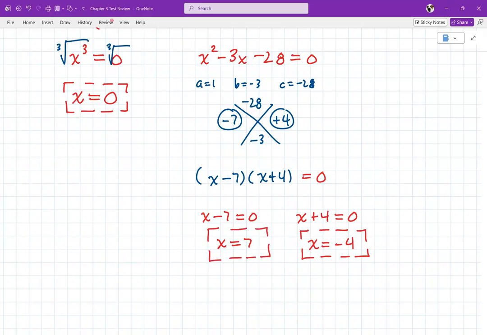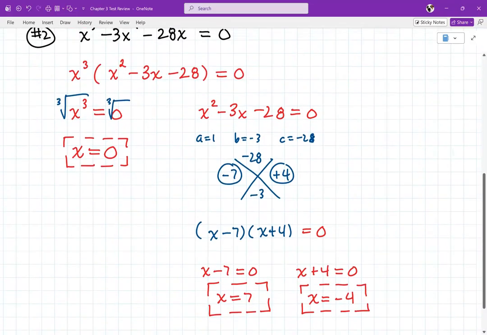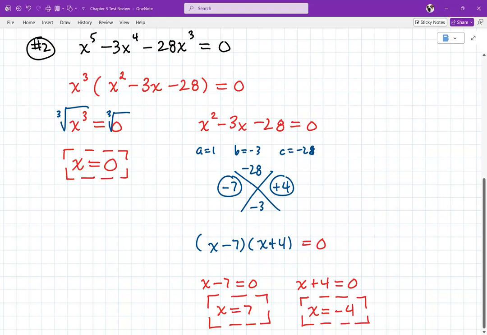Right now, I'll write my actual solution properly the way they probably would love to see it. But I have three solutions, right? 0, 7, and negative 4. How many solutions am I supposed to have? Well, if you look at the original problem, I'm supposed to have how many? You guys remember how to tell? I'm supposed to have 5. Why? Because that's my degree. Okay? How many do I have? 1, 2, 3. But I'm supposed to have 5. Where are the other 2?